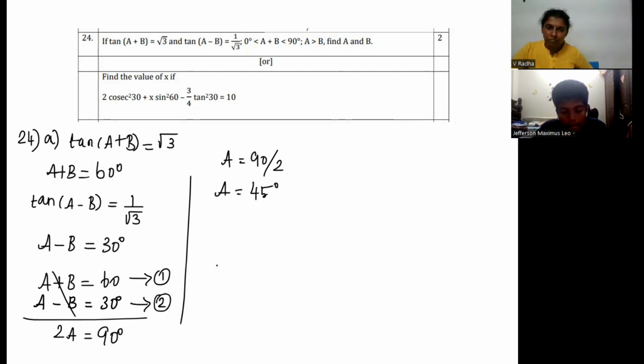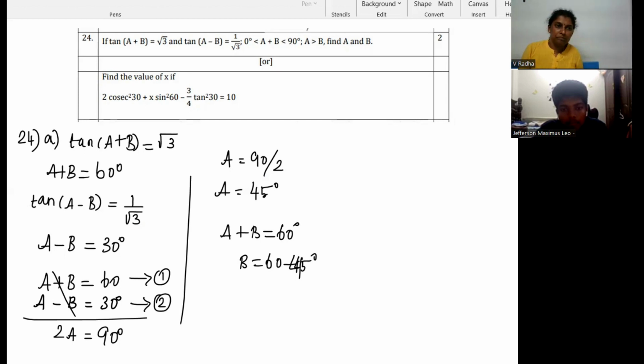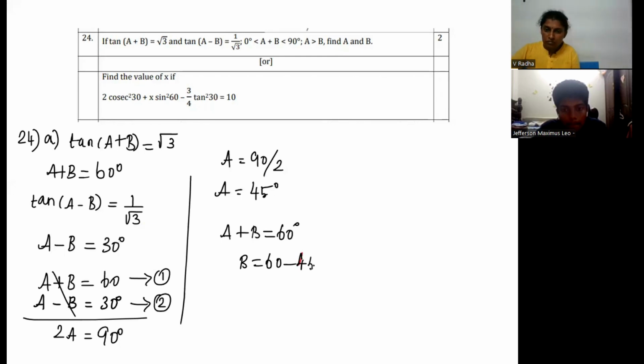After that, we substitute this A value in any one of the two equations. So A plus B is 60 degrees, so B is equal to 60 minus 45. It is 15. So 15 degrees. Therefore, our A value is equal to 45 degrees and the B value is equal to 15 degrees. That's all. This is the answer.